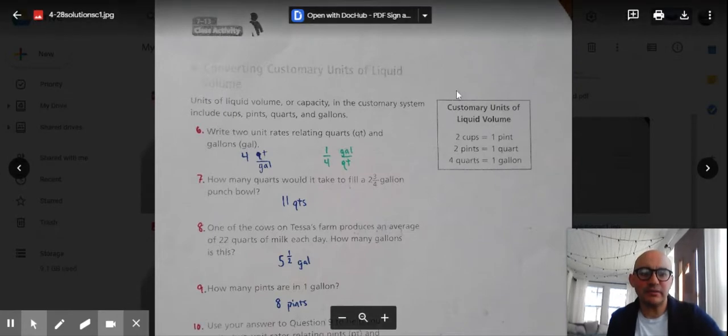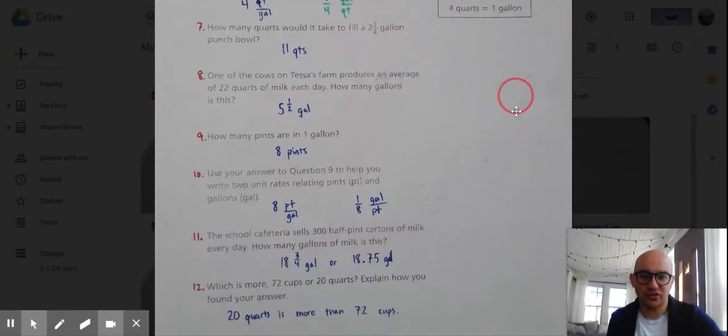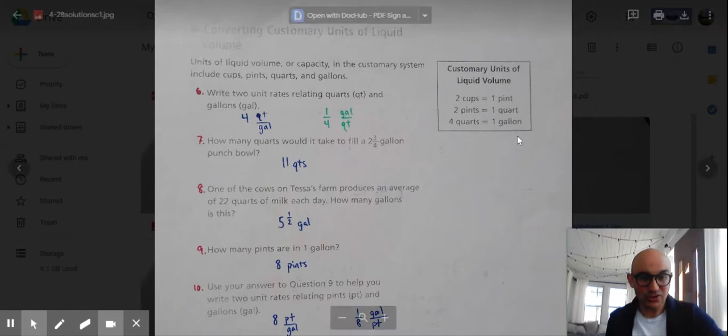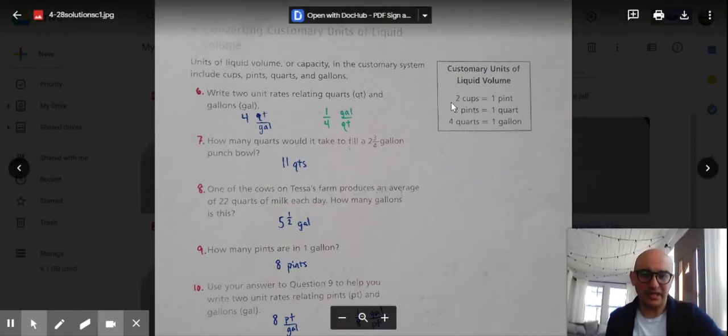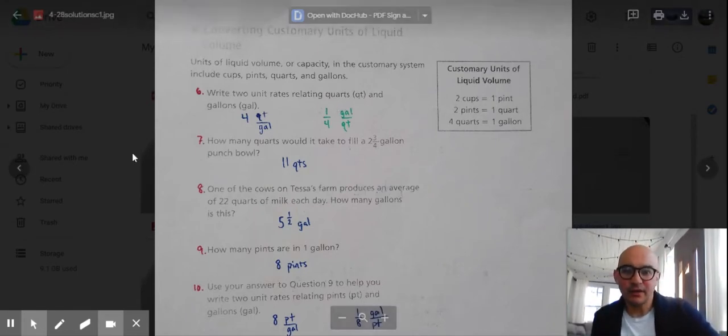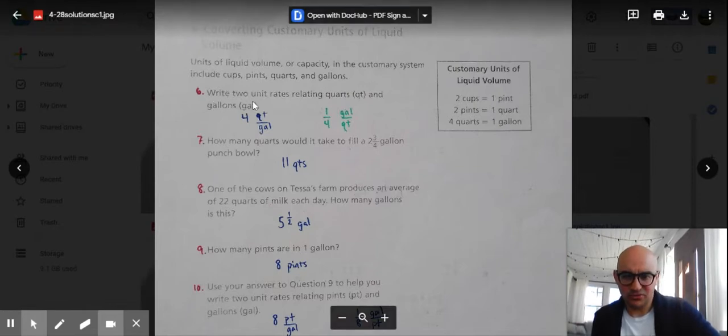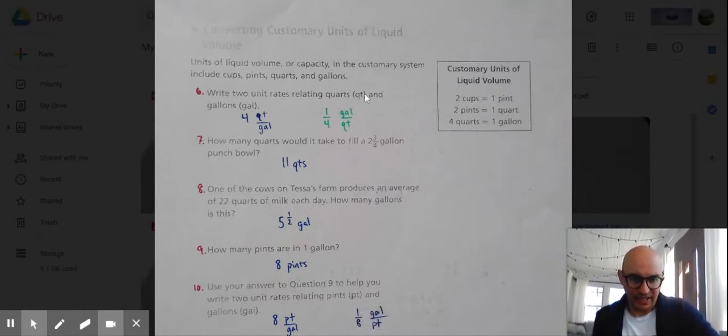We're going to use this little box that the paper gives us to start. We're going to use this box up here to start our thinking out and to kind of square away our thinking. So the first job on number 6 was to write two unit rates relating quarts and gallons.